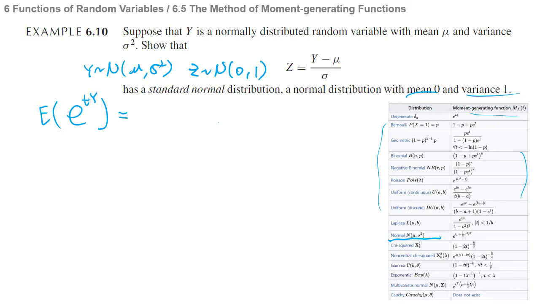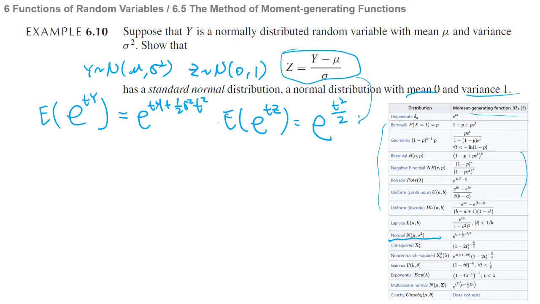The moment generating function for Y would be e to the (t mu plus 1 over 2 sigma squared t squared), and the moment generating function for Z, the expected value of e to the tZ for the standard normal distribution, would be e to the t squared over 2. If we define Z this way, we would like to prove that the expected value of e to the tZ has this form. So what we want to prove is that the expected value of e to the t times (Y minus mu) over sigma is this thing. So let's try to solve what this is.